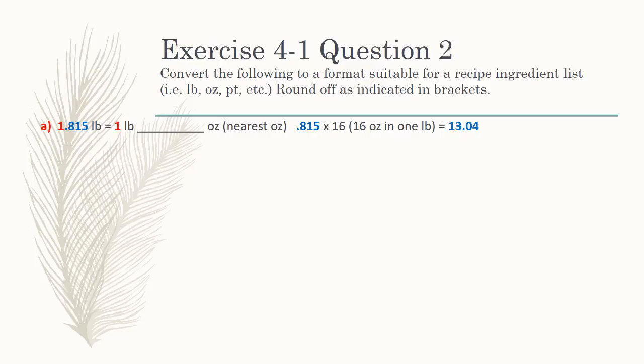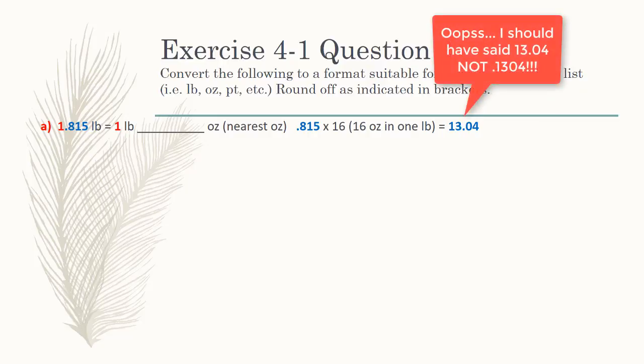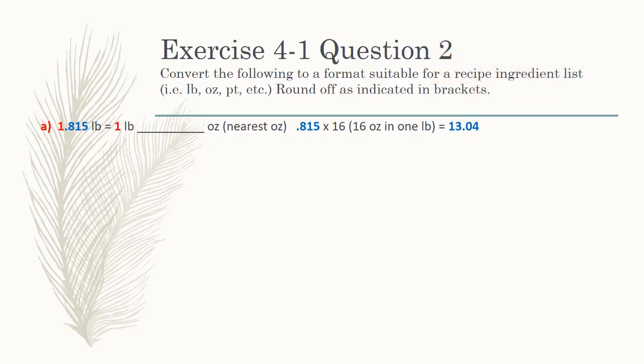This time, we will multiply .815 by 16, and we get 13.04. Since 16 represents ounces, 13.04 represents ounces, so it goes over here. We get 1 pound, 13.04 ounces, but we need to round off to the nearest ounce. So we look at the nearest ounce, which is the 3 in the 13. The number immediately following is a 0, not enough to change anything. We drop all of that, and we end up with 1 pound, 13 ounces.